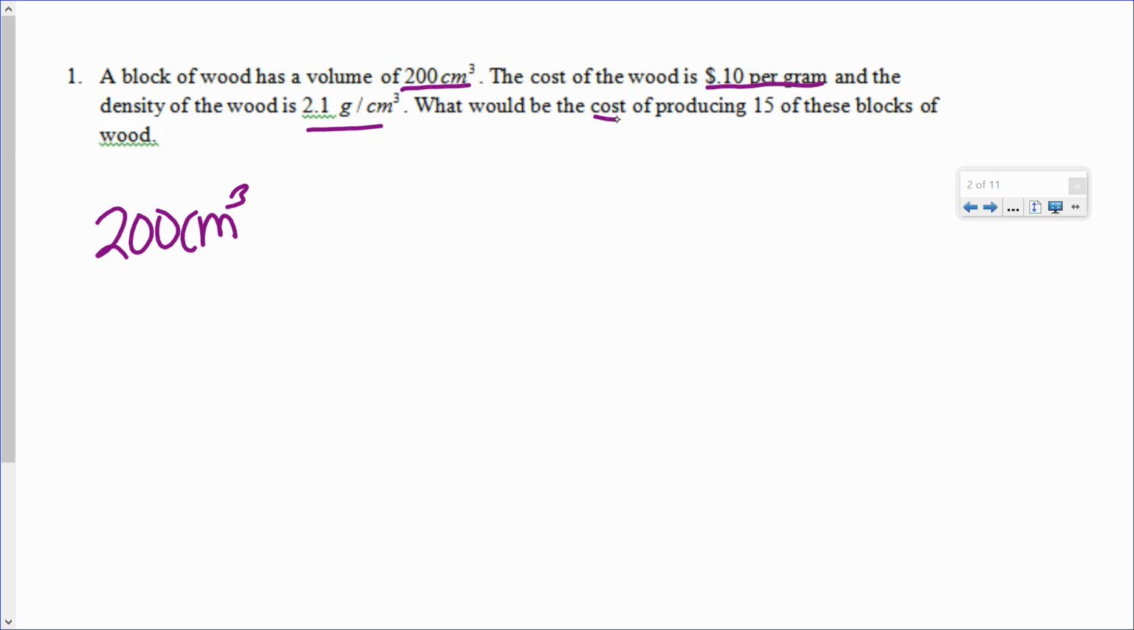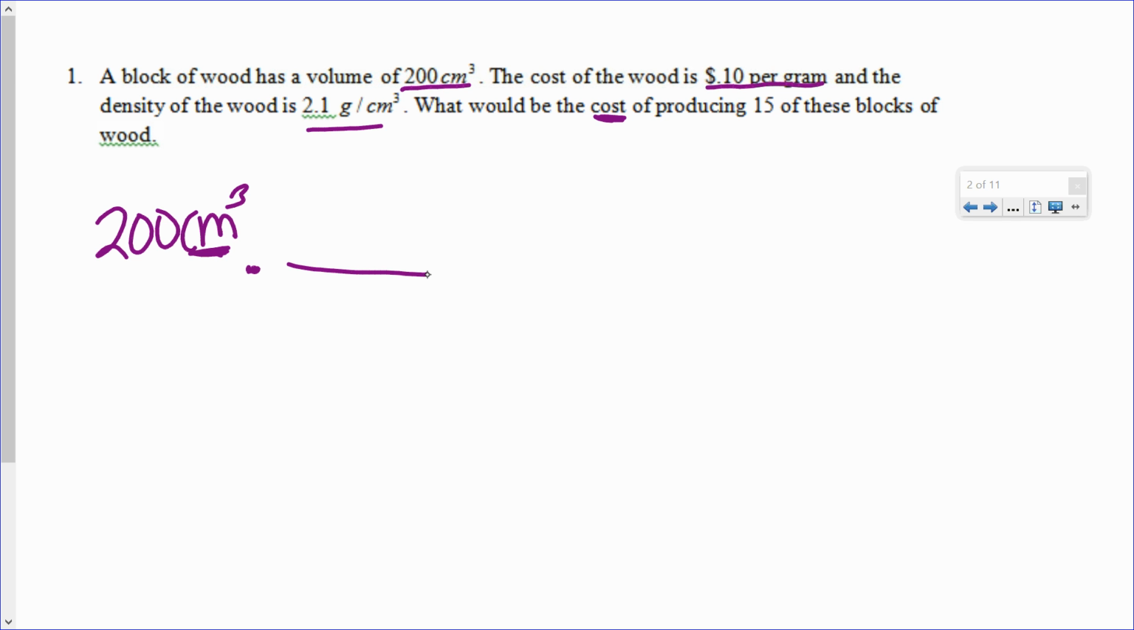So basically, at the end of the question, it's asking me for cost. Right now, I have cubic centimeters. So I need to start with cubic centimeters and end up with cost. So to do this, I'm going to perform what we call unit analysis. And it's pretty much what we did yesterday with conversions. I have cubic centimeters right now. I want to convert cubic centimeters to something.